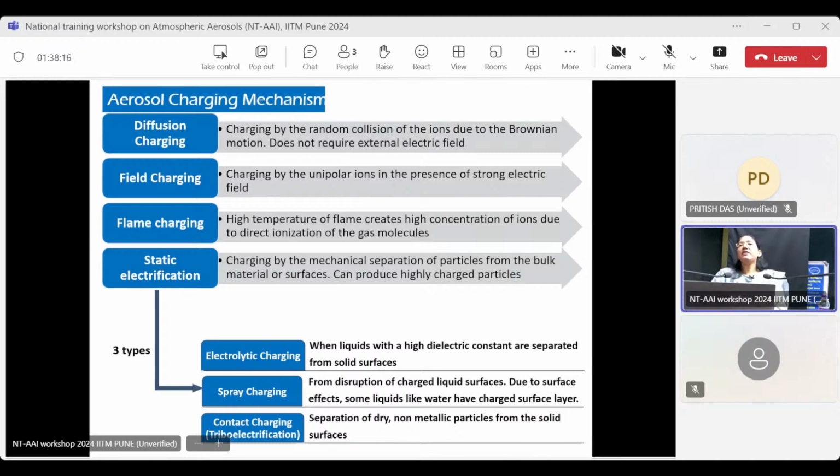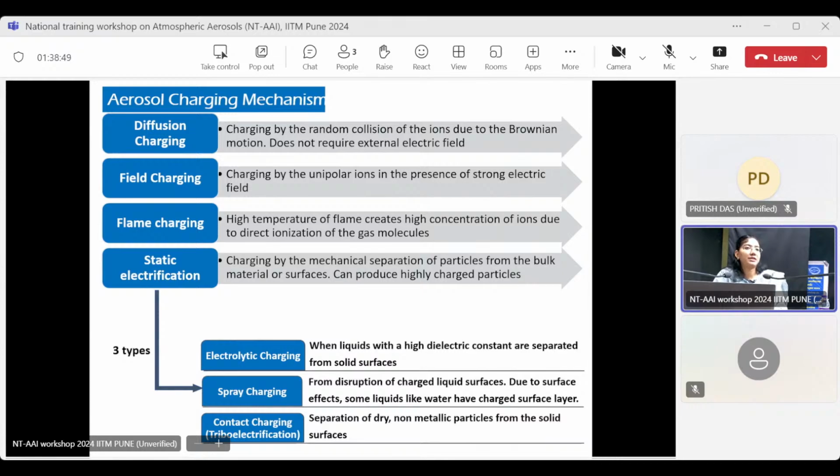Then we have static electrification. In this, there is a separation of charges, or separation of two surfaces, when a particle is being separated from the bulk surface. But there are many phases, so we have subdivided static electrification into three parts. One is electrolytic charging, in which a liquid is separated from a solid surface. Then we have spray charging, where a liquid surface is separated from the liquid bulk.